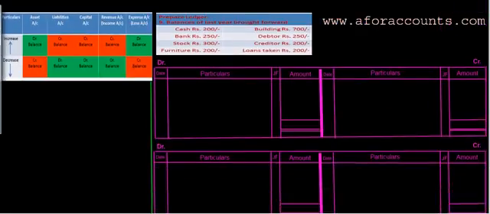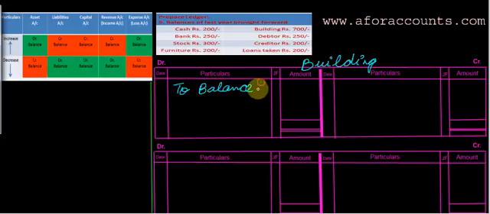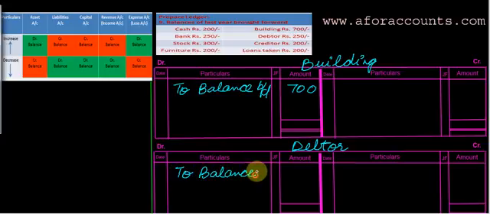What do I have next? Building. To balance, building again my asset, to balance, brought down, 700. Debtor. I've sold him goods and now I want to take money back from him, my asset, to balance, brought down, 250.